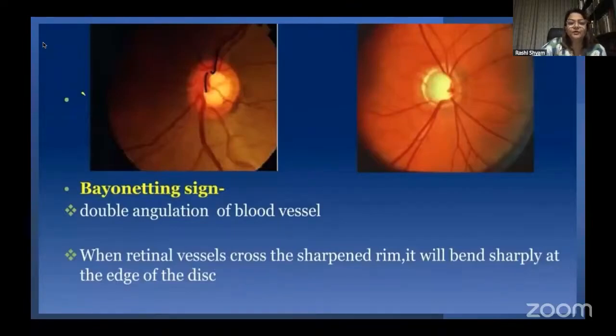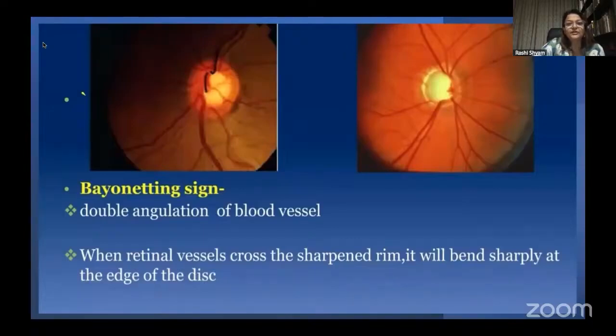One of them is the bayoneting sign. Now, a bayonet is a kind of protrusion on a handheld rifle with a sharp knife pointing out. This was used in armies before, when you just had two bullets, and when you ran out of bullets, you would just charge with the bayonet to stab the person in front of you. So you see it like a double angulation, and this double angulation is the blood vessel.